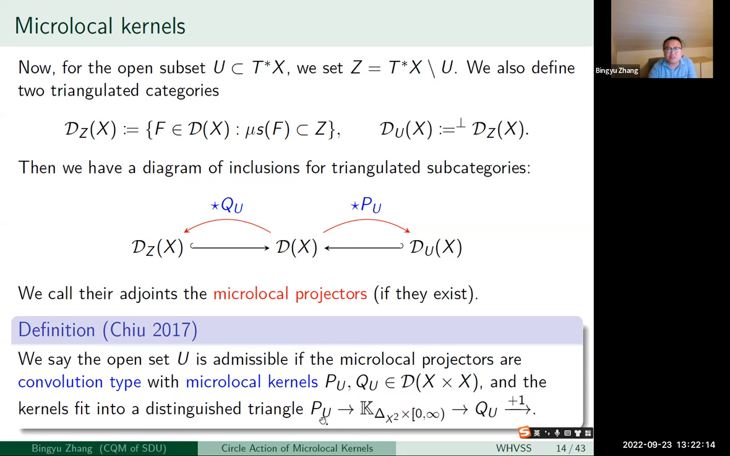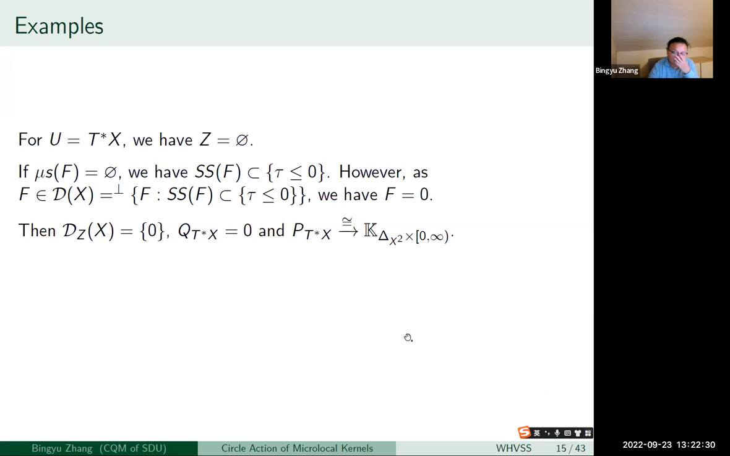And in this way, you can see that it just means the two kernels P_U and Q_U form a decomposition of the diagonal, of the identity functor. Okay, now let's see some examples first. If we just consider the whole cotangent bundle, in this way Z is empty, and it means that the section of microsupport is empty.